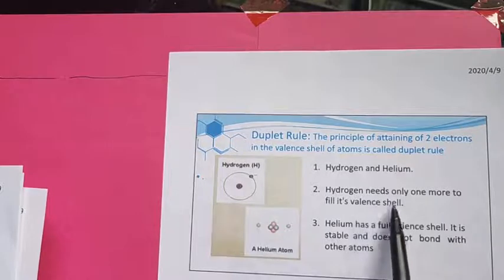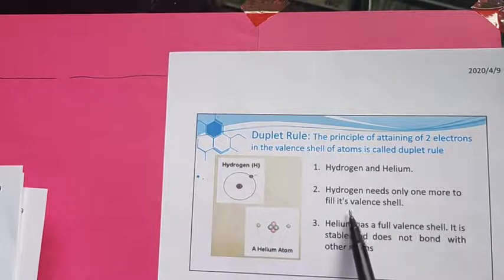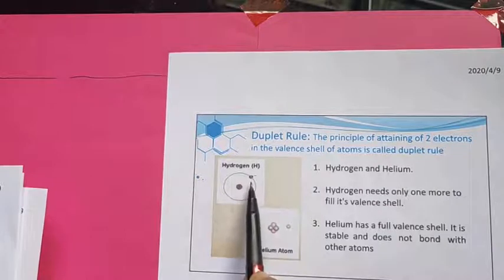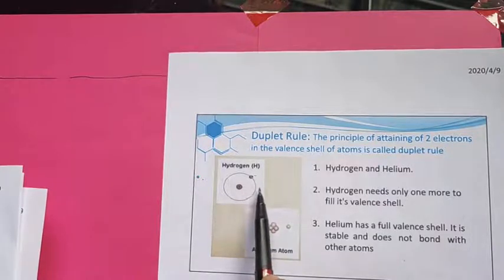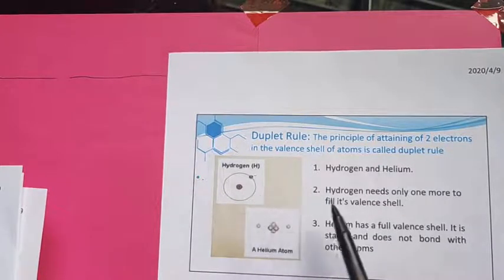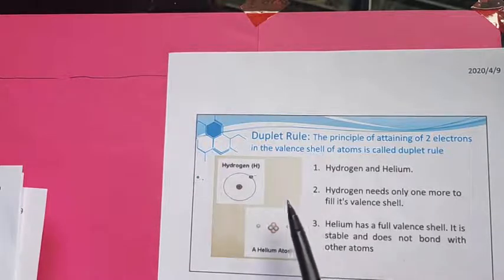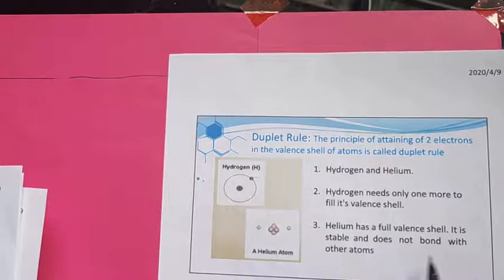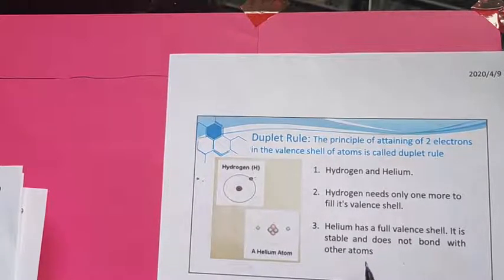Number 2, hydrogen needs only 1 more electron to fill its valence shell because it already has 1 electron, and it needs 1 more electron to get duplet, and it will get stability after getting 1 electron. Helium has a full valence shell. It is stable and does not bond with other atoms.